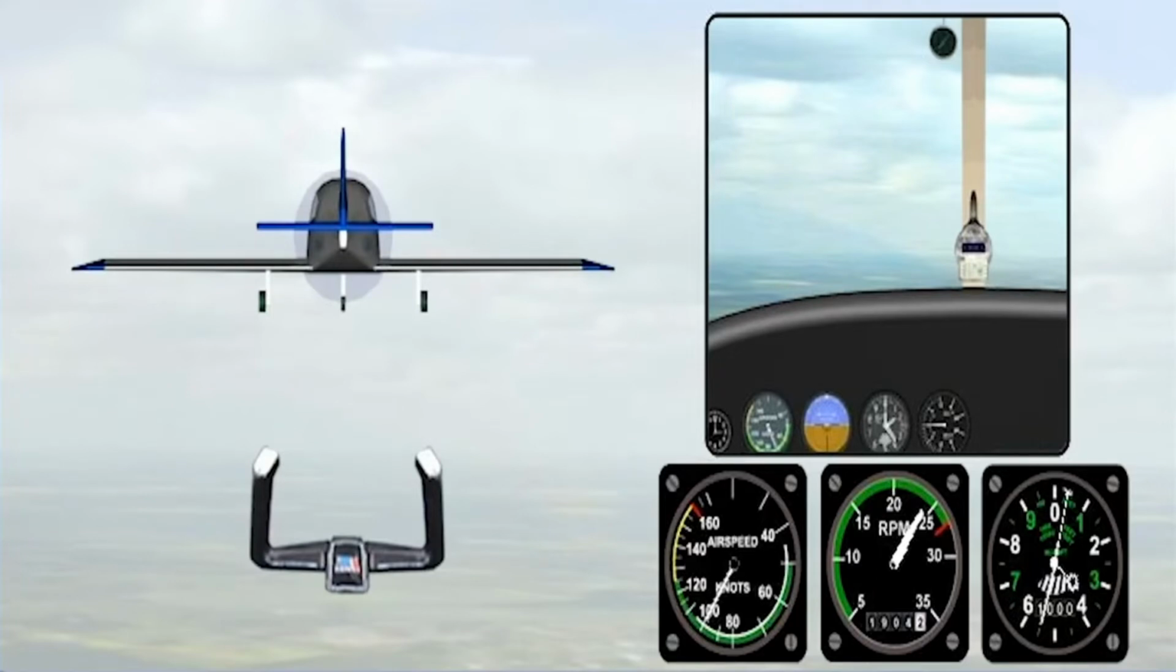Right from the beginning of your first flying lesson, you must learn that the control wheel should always be moved smoothly and progressively. This applies to all control inputs, whether in pitch, roll, or yaw.